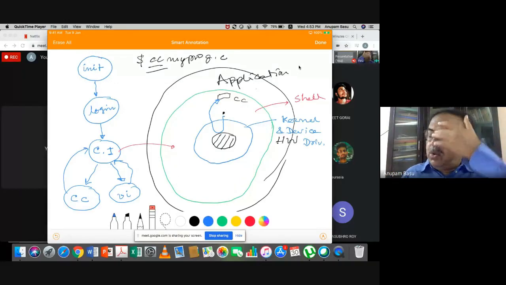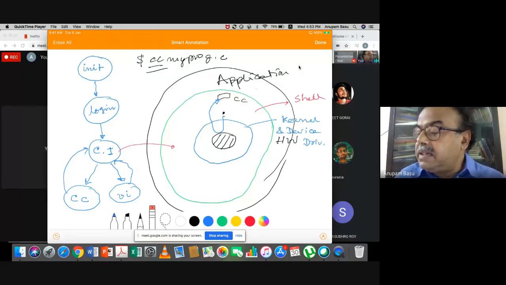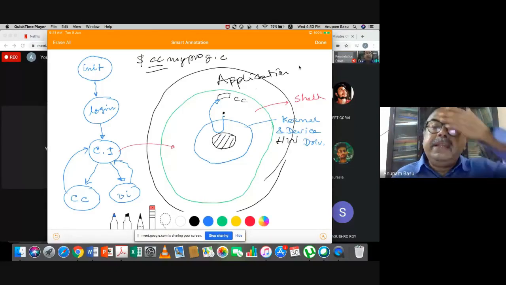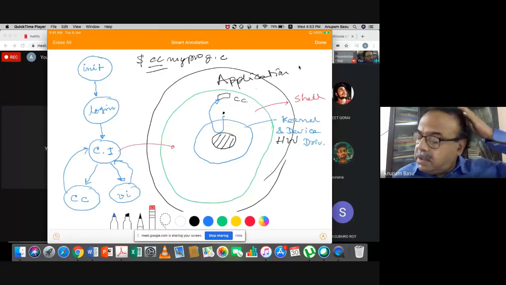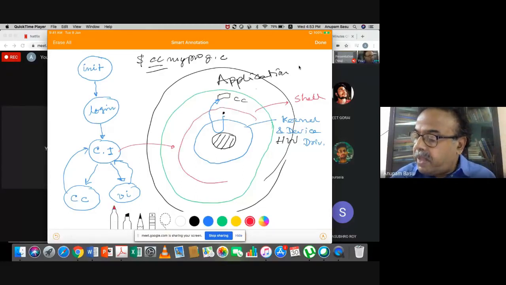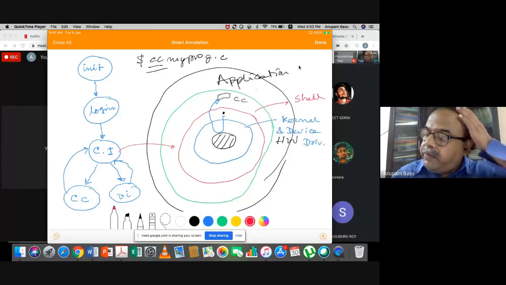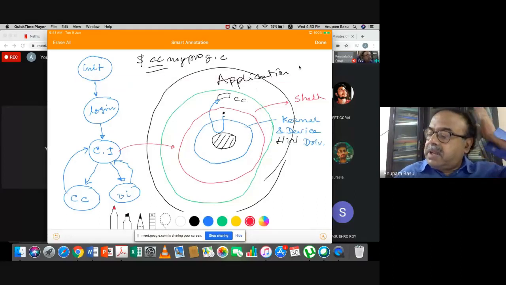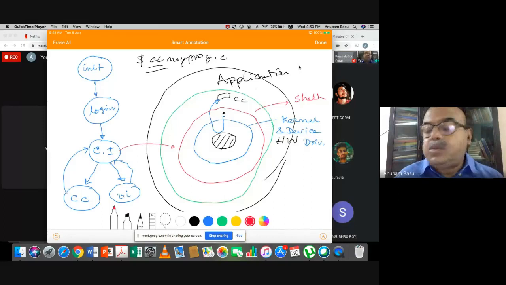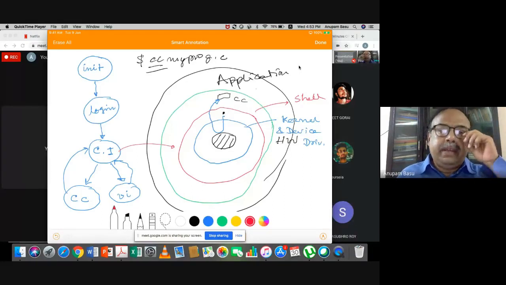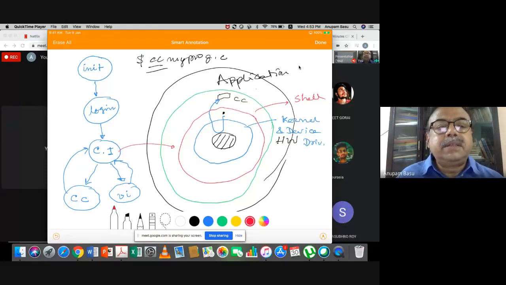Why is it so? Why does the CC, or any utility, command, or any operation involving some systems layer, have to go through the kernel? Has to go through the kernel. Why? That is the question that we are trying to answer now. Is the question clear to all of you?